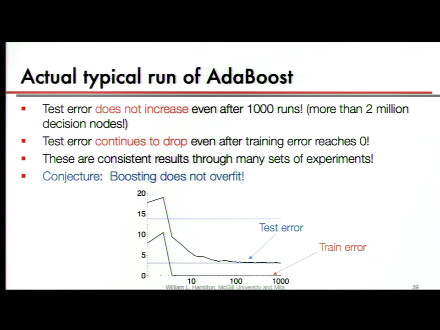Your test error just plateaus. This doesn't mean that it's not possible to make AdaBoost overfit, it just doesn't really happen that much in practice. So if you're asking how many weak learners should I include in my boosting ensemble, well, the more the merrier, really.